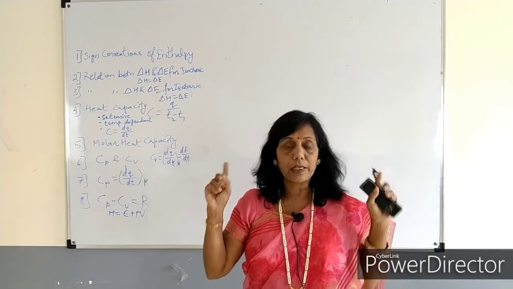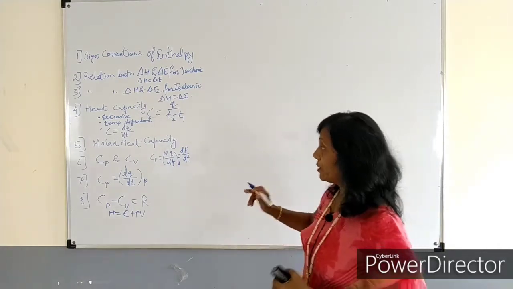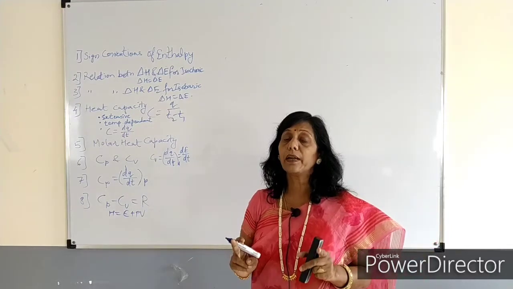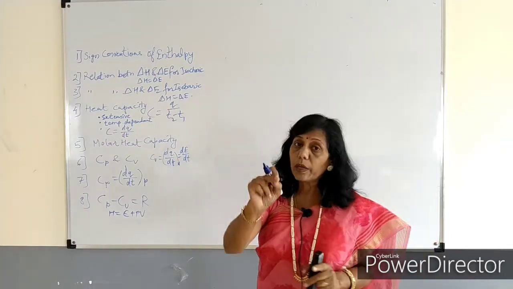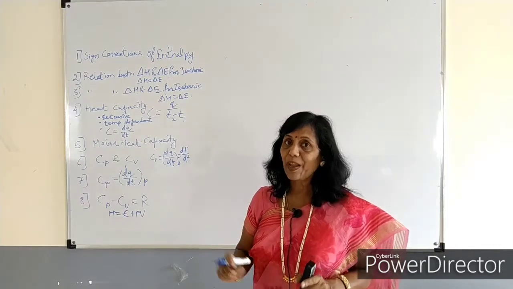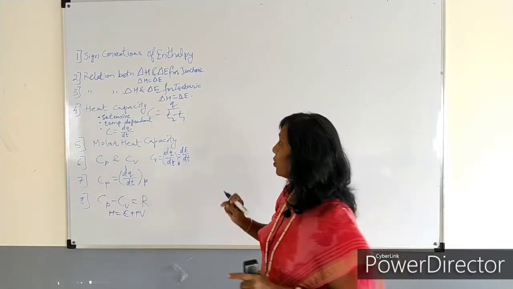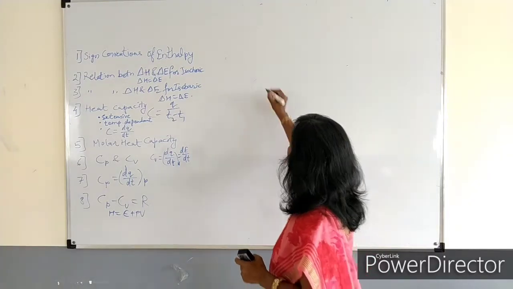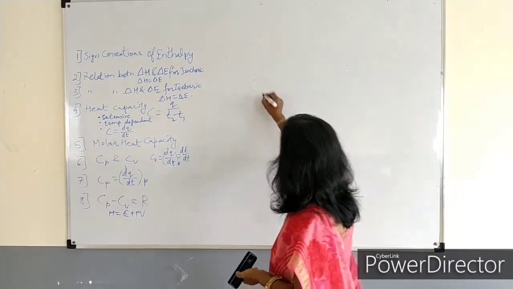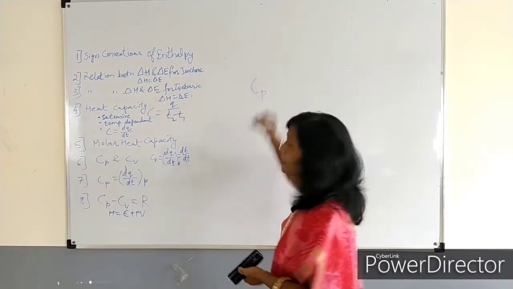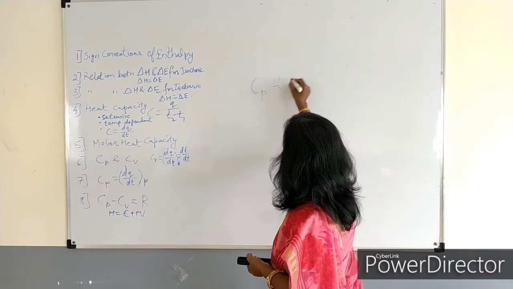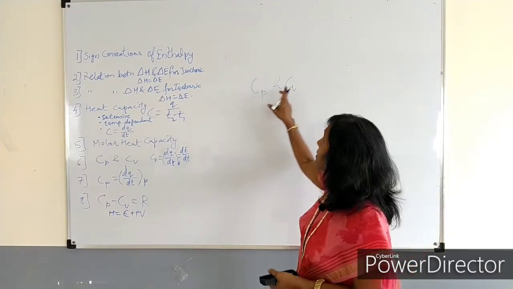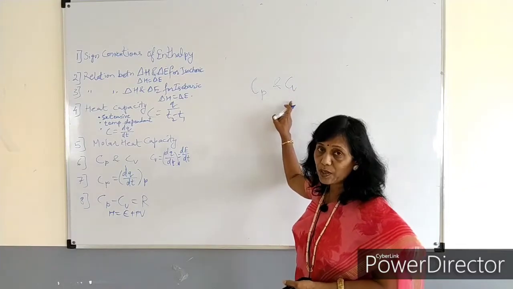I think it is clear now as I have repeated. The molar heat capacity itself is to be represented as the molar heat capacity at constant pressure and molar heat capacity at constant volume. Clear? Now, what is the molar heat capacity? Let us see. It is represented as Cp and Cv. What is this? Cp is molar heat capacity at constant pressure and Cv is molar heat capacity at constant volume.